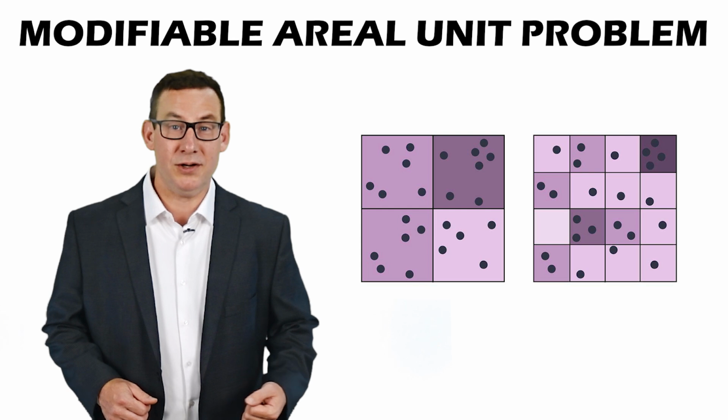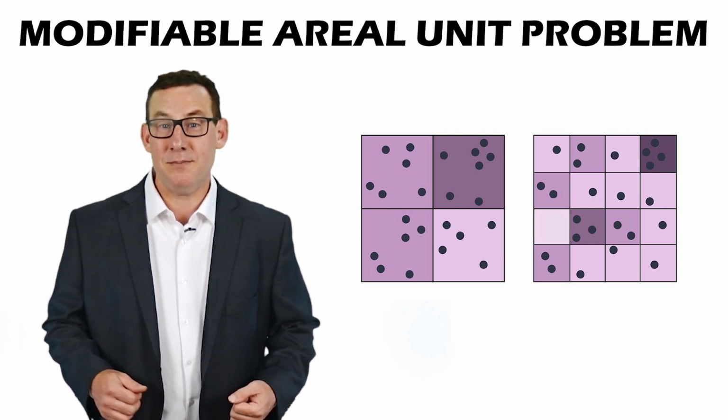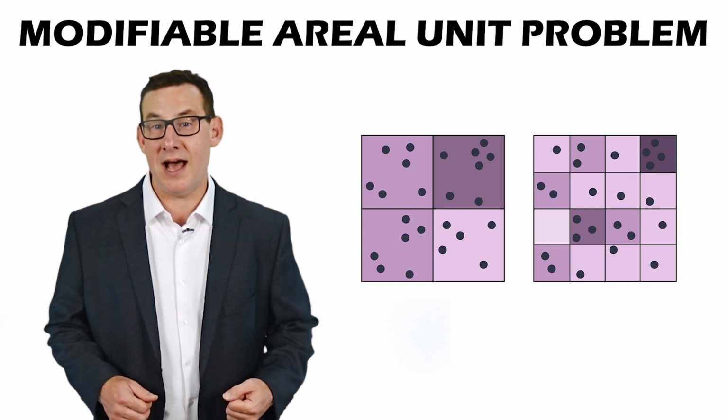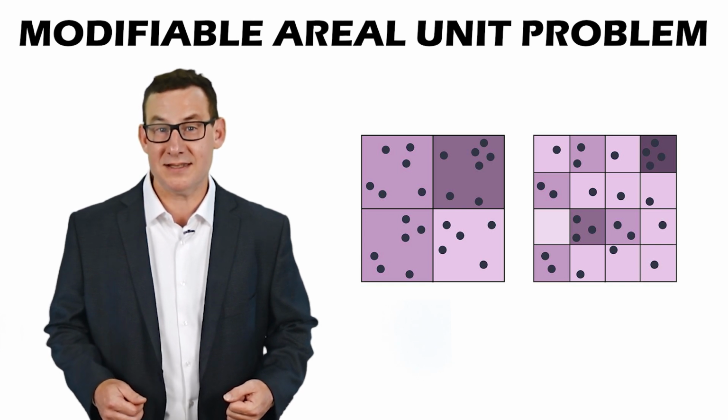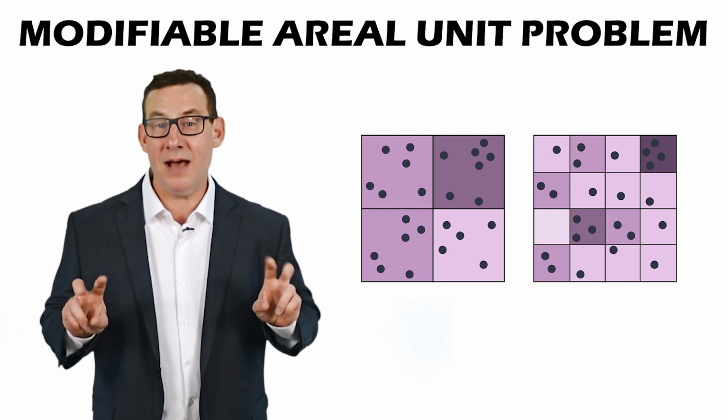The modifiable areal unit problem. The modifiable areal unit problem can occur when changing the shape or size of feature boundaries changes the aggregate statistics for those areas. The modifiable areal unit problem is initialized as MAUP.